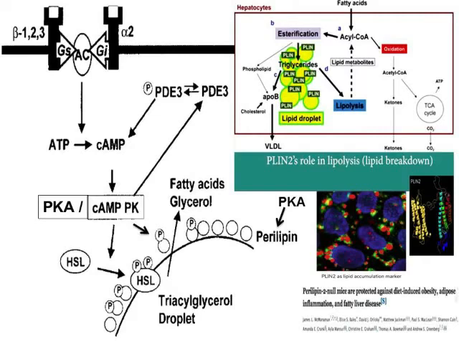Adrenaline or glucagon binds with their respective receptors, which are intracellularly coupled with G-stimulatory protein, which activates adenyl cyclase. Adenyl cyclase converts ATP to cyclic AMP. The cyclic AMP level rises inside the cell, which activates protein kinase A. Protein kinase A phosphorylates perilipin and uncovers hormone-sensitive lipase for activation.